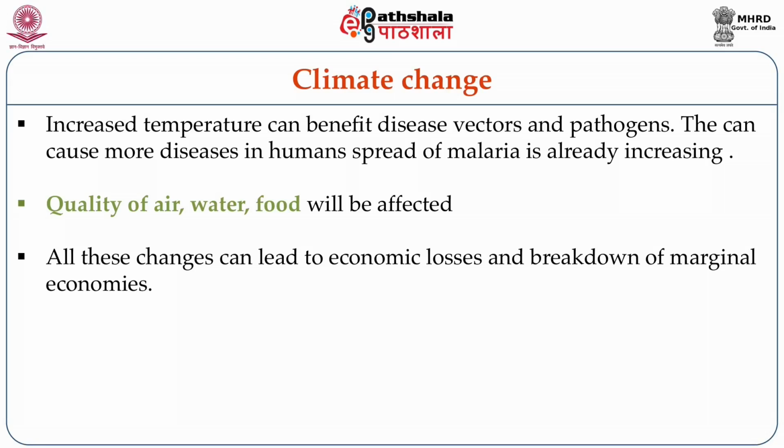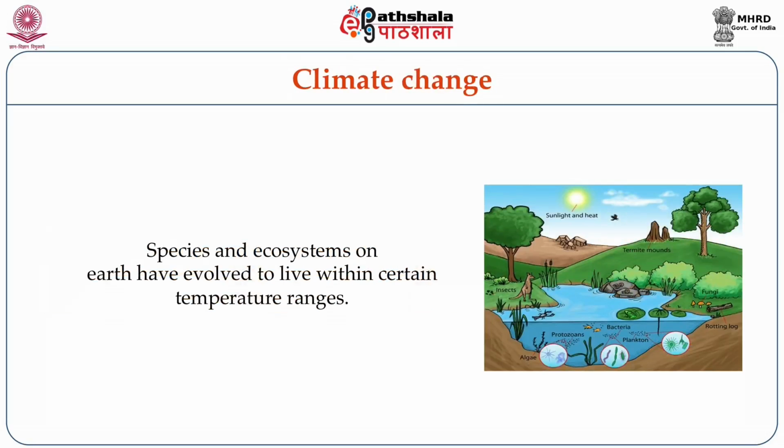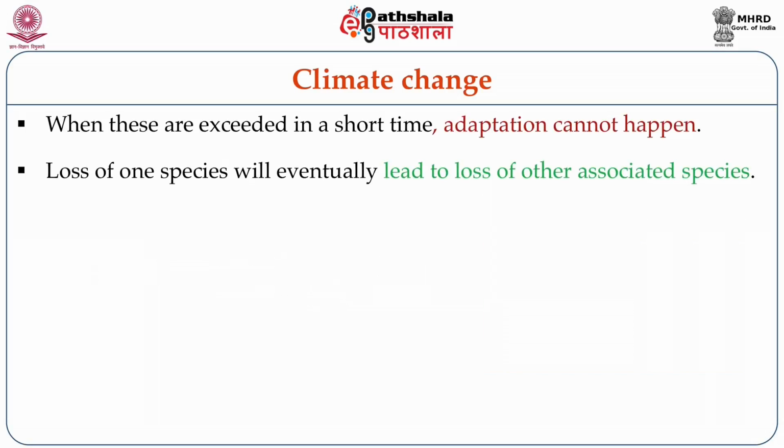All of these changes lead to economic losses and breakdown of marginal economies. Global warming has had profound effects already on agriculture, forestry, grassland, livestock, and fisheries. Species and ecosystems on Earth have evolved to live within a certain temperature range. When it is exceeded over short time, they cannot adapt. Loss of one species will eventually lead to loss of other associated species.